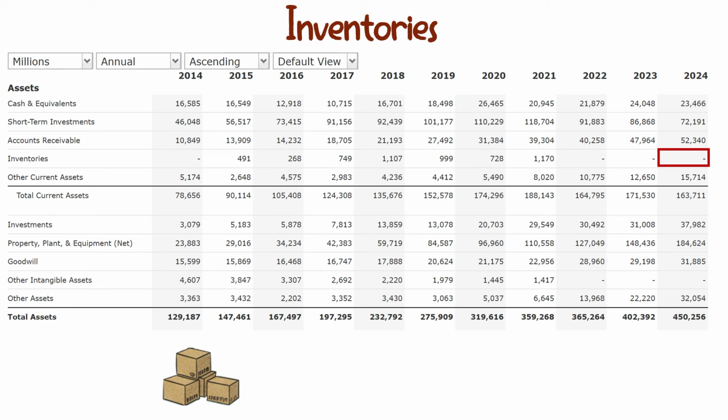For Alphabet Google, inventory shows $0. This makes sense since Google's main business is digital: search, ads, and cloud services. They do sell some hardware like Pixel phones, but those amounts are probably too small to show up separately or are included in other categories.